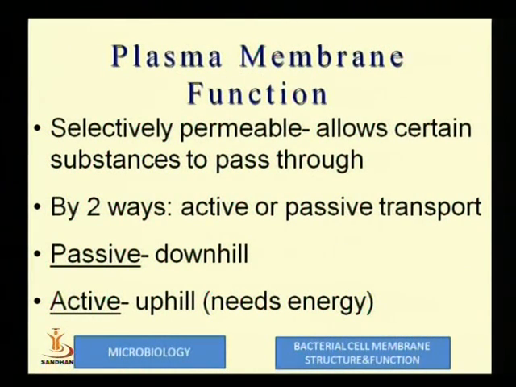As we already discussed, this plasma membrane is selectively permeable, which allows certain substances to pass through. So there are two ways they transport these substances. First one is active or passive. Passive transport means downhill and active transport means uphill. Uphill means they require energy. Downhill means they don't require any kind of energy. For example, as we already discussed, CO2 and oxygen are hydrophobic materials which are able to passively diffuse, so they don't require any kind of energy for the transport.